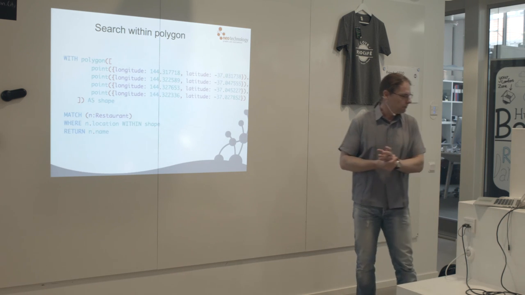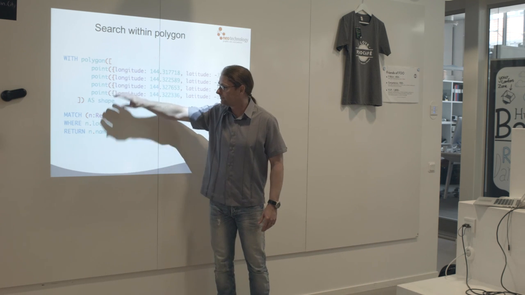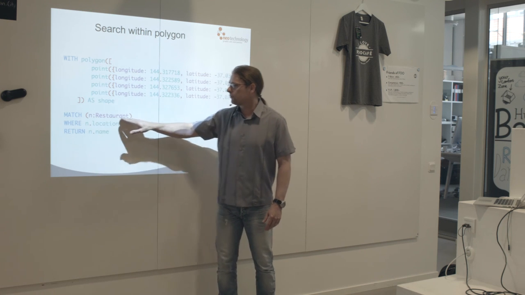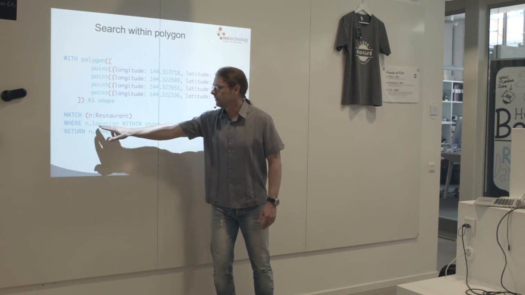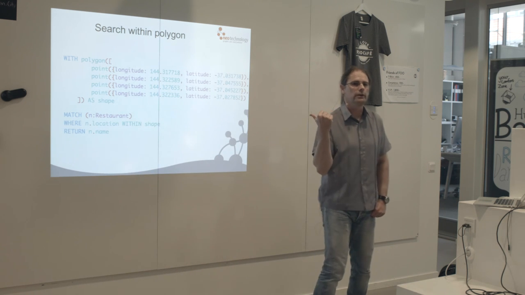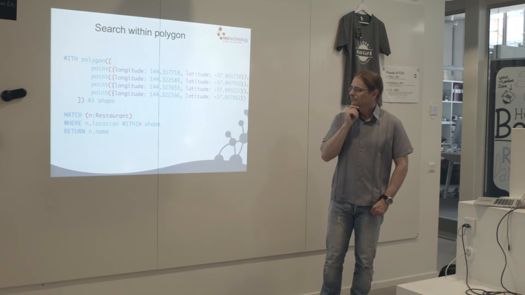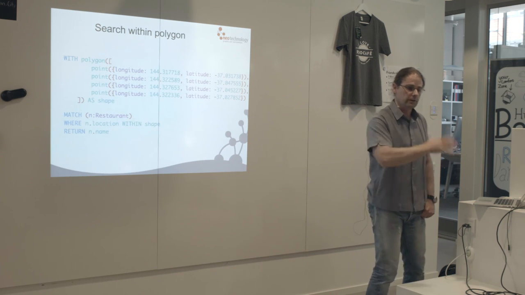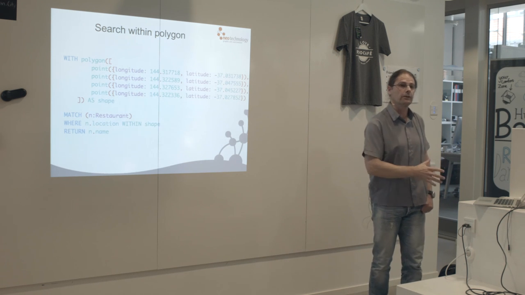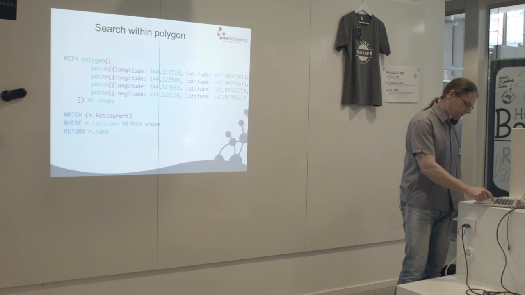So here's an example of using it. Make a polygon, or you could have loaded this from somewhere. Call it shape. I'm going to find all restaurants where the location of the restaurant is within that shape. So this is the query that that demo would use. And it works. I mean, the demo, which is code that we've thrown away, actually worked really, really fast. So this better version is going to be even faster.